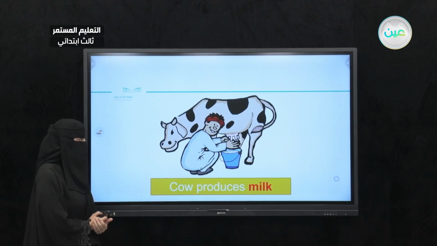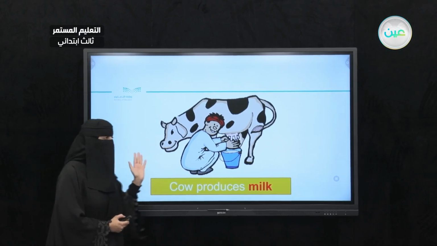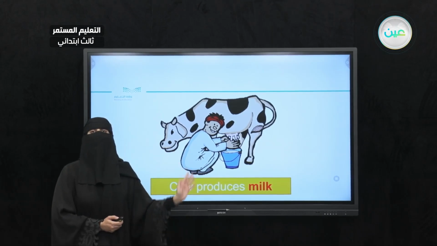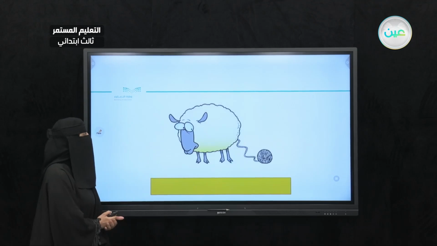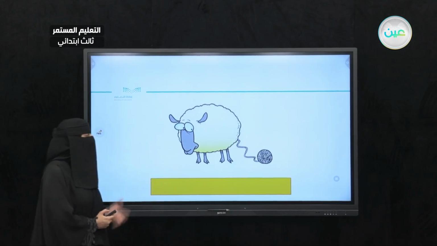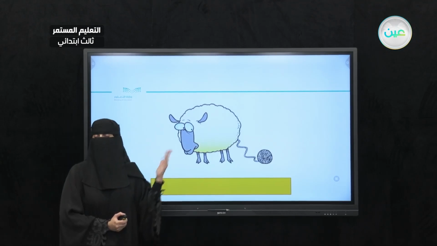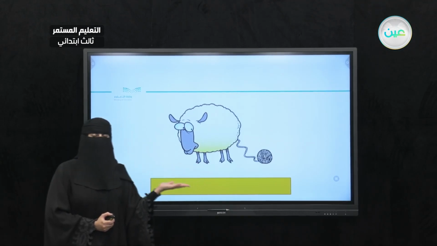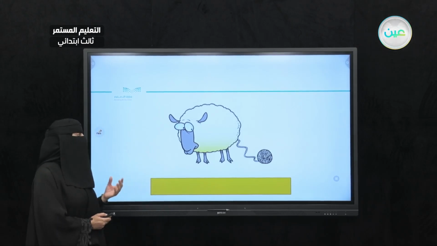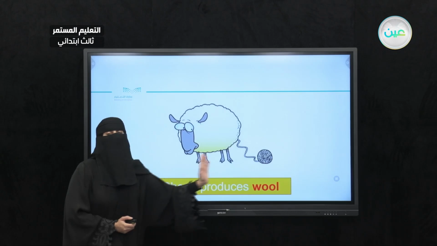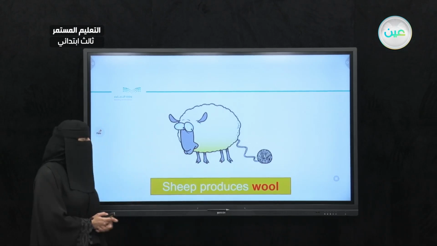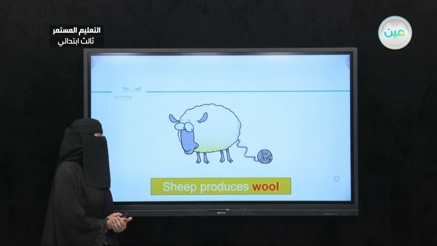So let's read the sentence one more time. What does a cow produce? A cow produces milk. Very good. Let's move to the next animal. How about a sheep? What does a sheep produce, my dear student? Does it produce milk like the cow? No, it produces something else. Something also very important. It produces wool. We use wool to make clothes. Very good. So a sheep produces wool.